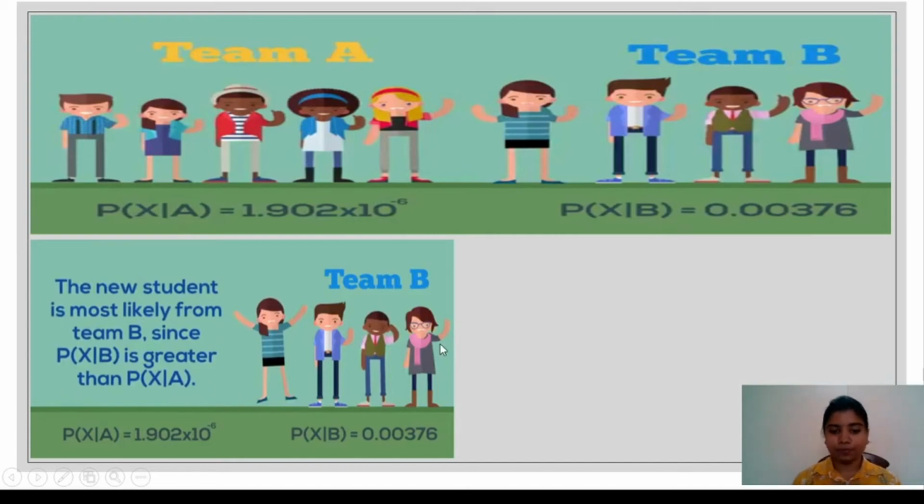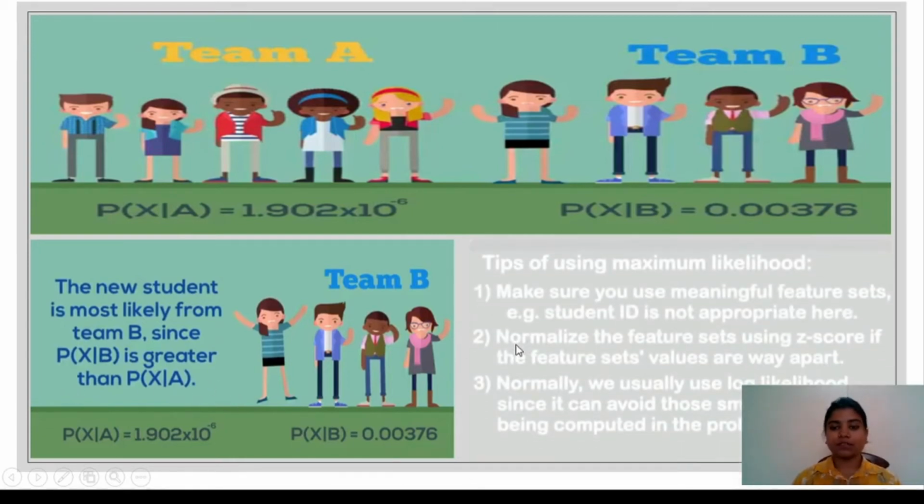So here are some tips while using maximum likelihood estimation. Make sure you use meaningful feature sets. For example, student ID is not appropriate here. Normalize the feature sets using z-score if the feature set values are far apart. Normally, we usually use log likelihood since it can avoid those very small numbers being computed in the probability.